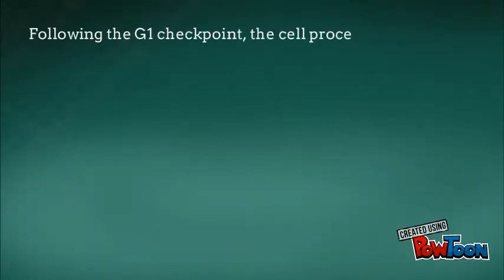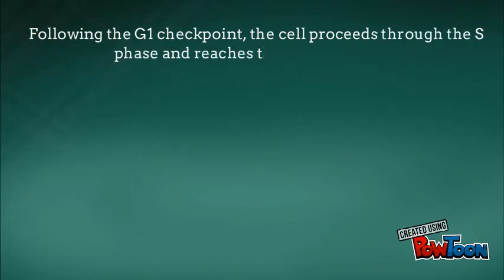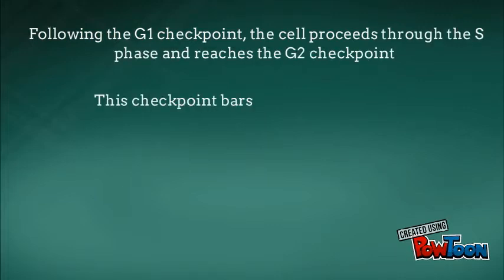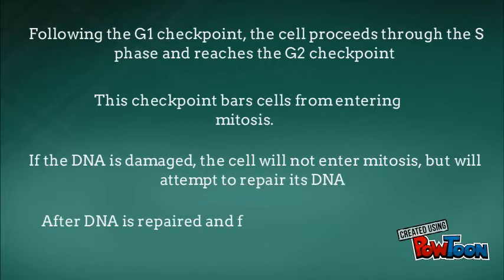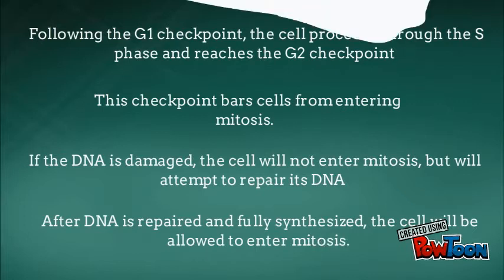Following the G1 checkpoint, the cell proceeds through the S phase and reaches the G2 checkpoint. This checkpoint bars cells from entering mitosis. If the DNA is damaged, the cell will not enter mitosis, but will attempt to repair the damaged DNA. After the DNA is repaired and fully synthesized, the cell will be able to enter mitosis.